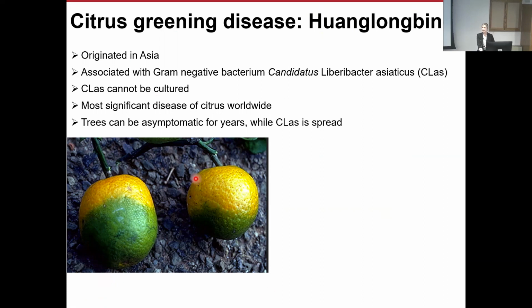When trees are infected, they can remain asymptomatic for years, serving as a reservoir for the bacterium so that the bacteria can be spread between host plants within the same grove and then also to neighboring groves. When symptoms do appear, they show up on the fruit.